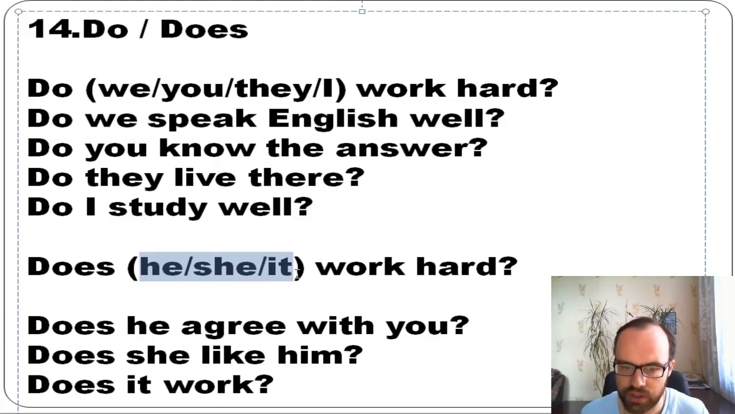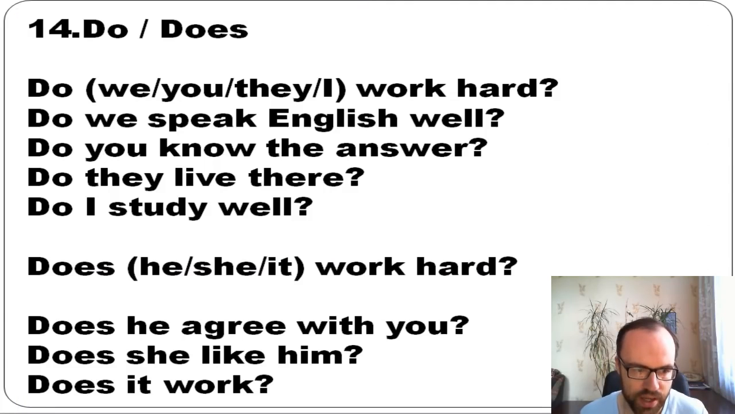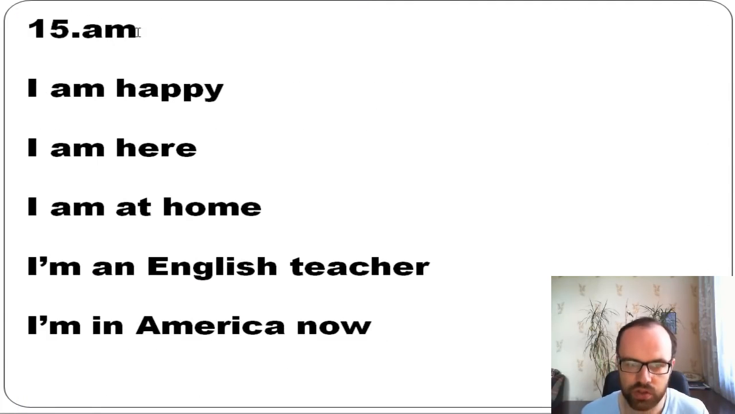If we have he, she, it, we use does in questions. Does he work hard? Does she work hard? Does it work hard? Does he agree with you? Does she like him? Does it work? Okay? Next. Sometimes you can meet am, is, or are.